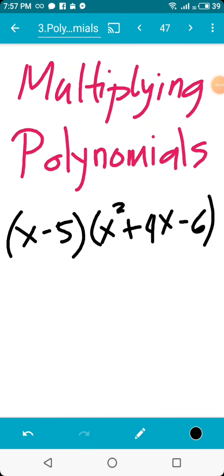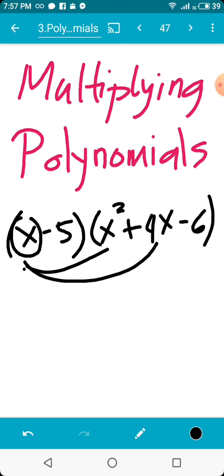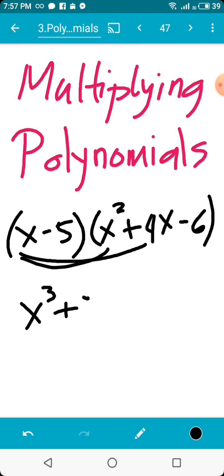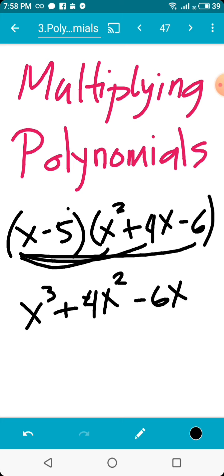Okay, so let's multiply this first sa distributive. Okay? So, we have this x muna and then i-multiply natin sa bawat term. Alright? Saka naman yung negative 5. Okay? So, x times x squared, so that is x cubed. And then x times positive 4x, so that is positive 4x squared. And then x times negative 6, so that is negative 6x. Okay? And then ito naman. So, negative 5 times x squared, so that is negative 5x squared.